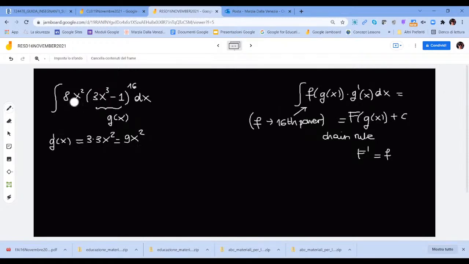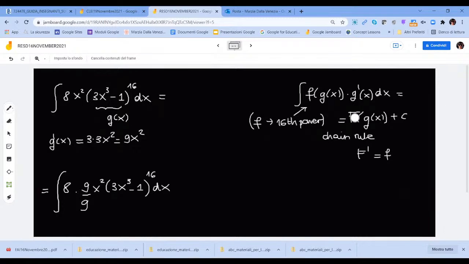It is good because we cannot multiply by some power of x. This is not an artificial computation like multiplying by 1. But because we have 9, we could multiply by 9 and divide by 9. That means this computation is performed by taking 8 times 9 divided by 9, x squared times (3x cubed minus 1) to the power of 16 in dx.